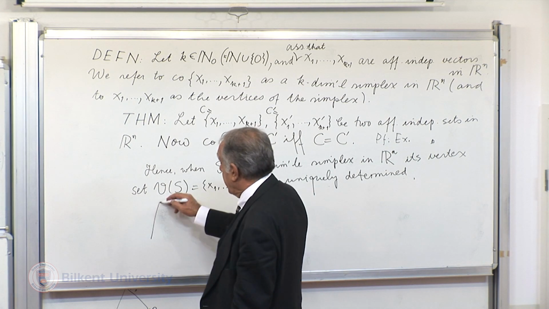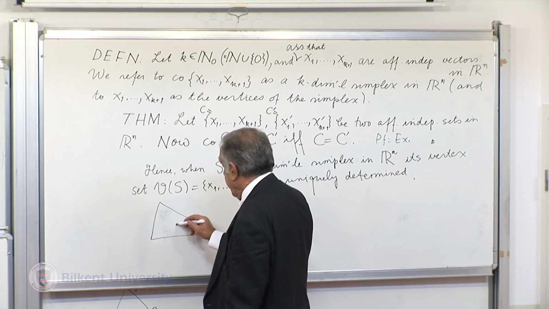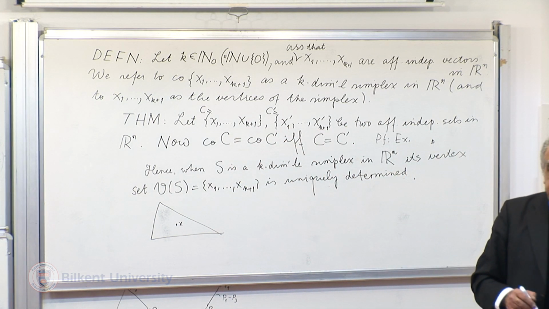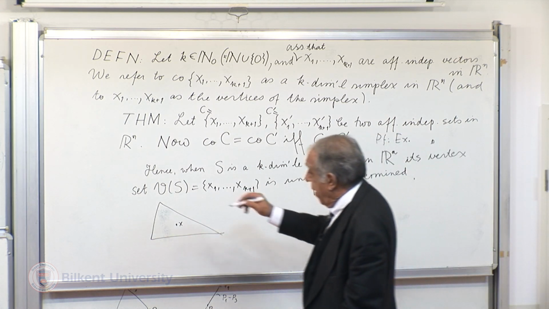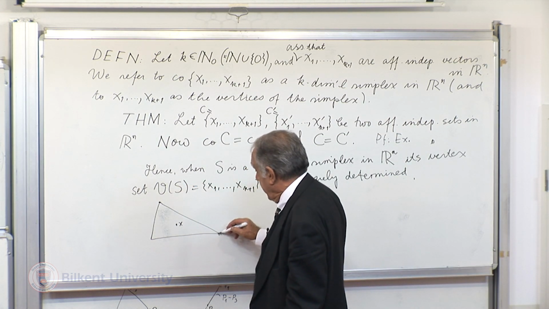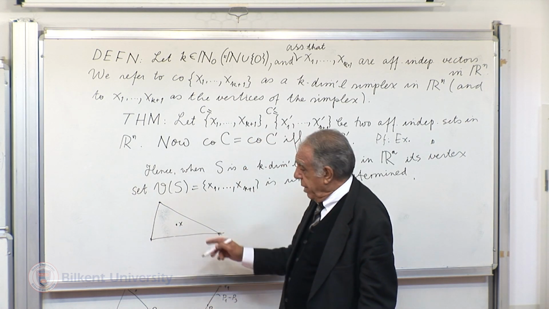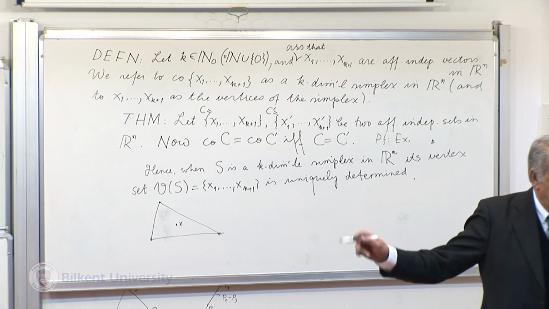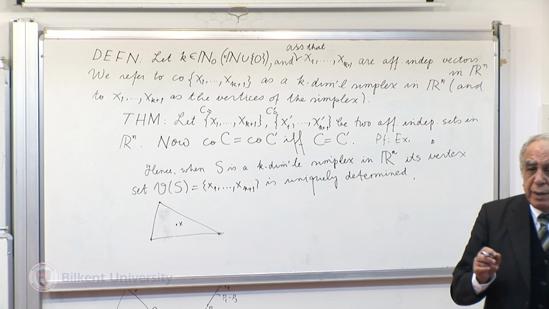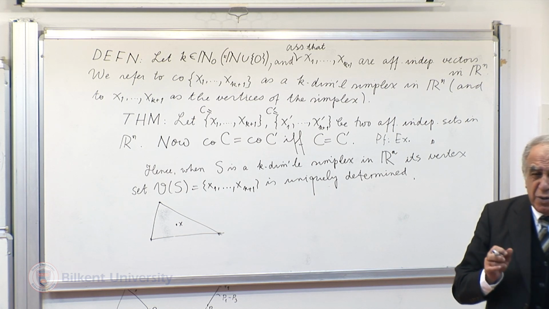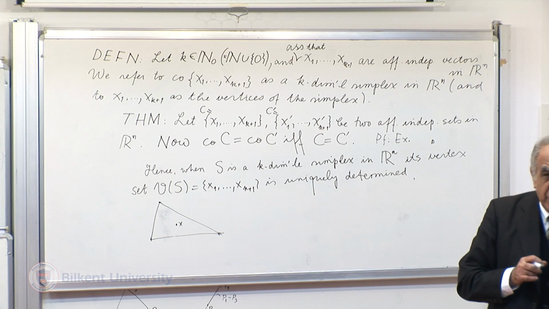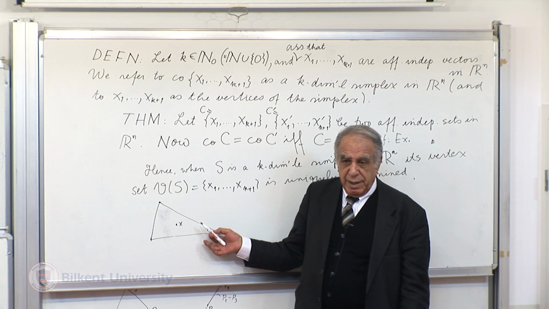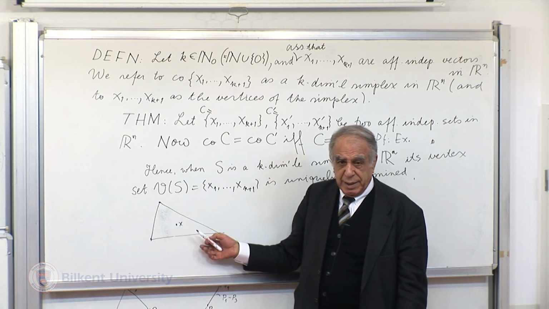Well, if that simplex is a triangle in R2, if you take any point in the convex hull, since this is the convex hull of a finite set x1, x2, x3, you can always write this as a convex combination of the three vertices. How do you refer to the coefficients you use there? Well, you refer to that as the barycentric coordinates of x with respect to this simplex.